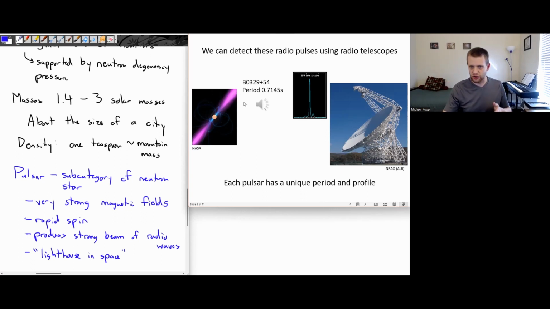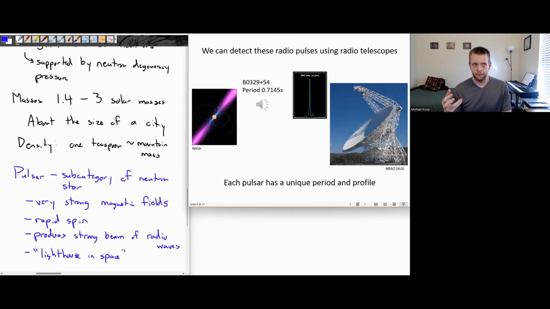So every one of those clicks that you're hearing, that's this pulsar aiming its radio waves at the Earth during each one of those spins. Now, again, it was not really seriously thought that this might be aliens. It was like, okay, there's probably some reasonable explanation for this.